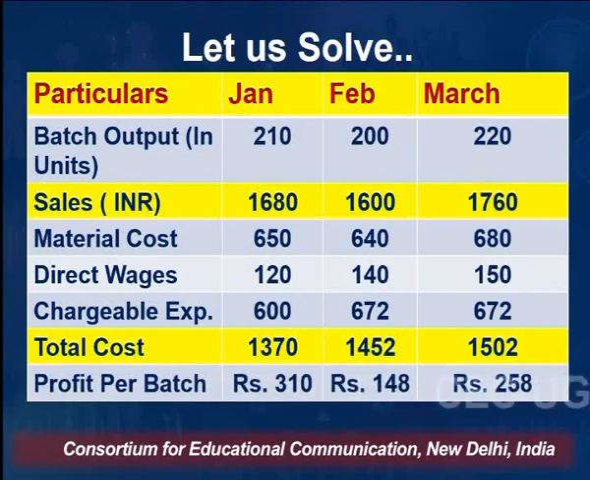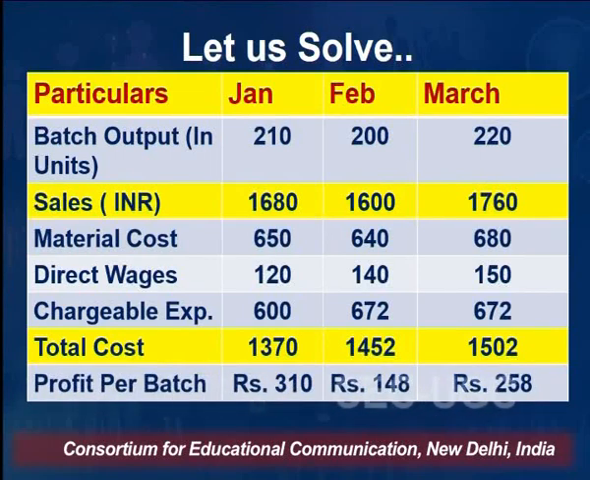We'll write it here: 1680, 1600 and 1760. I have simply multiplied it with the selling price per unit, which was 8 rupees mentioned in the question. So 200 into 8, 1600, 210 into 8, 1680, and so on. And then we have material cost 650, 640 and 680 as reported in the question, direct wages from the question only, and chargeable expenses. This is something which I have computed.